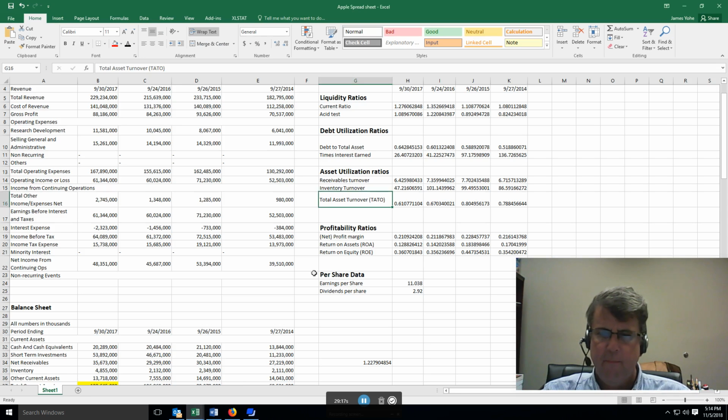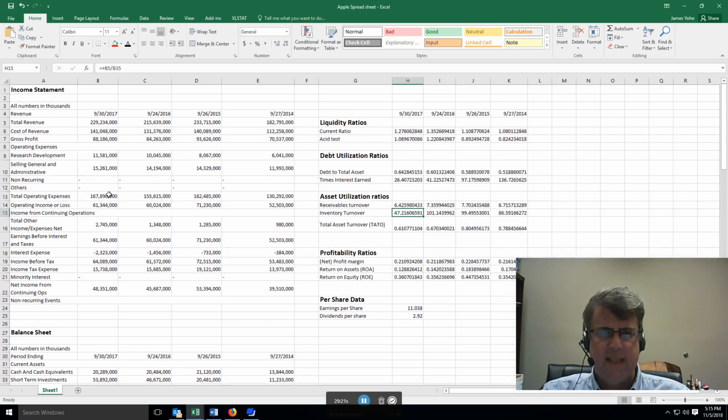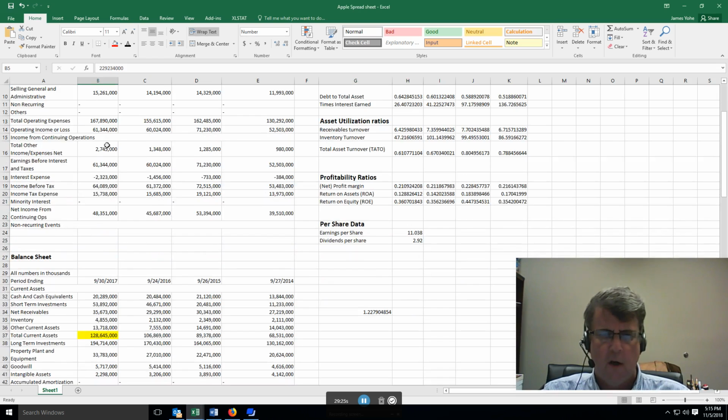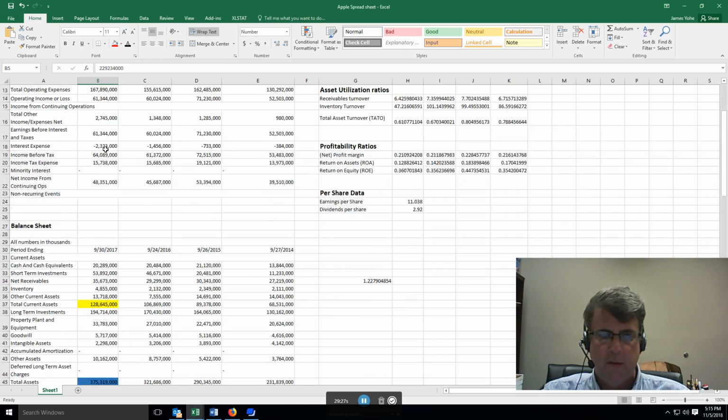So we look here, our inventory turnover, we're going to take sales and we're going to divide it by inventory, which is on our balance sheet. Sales is on the income statement.